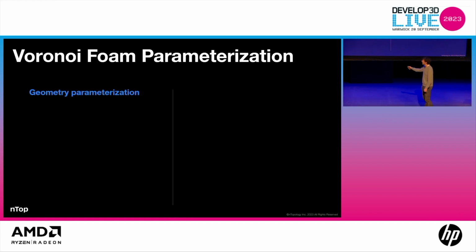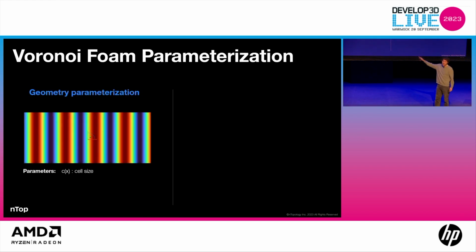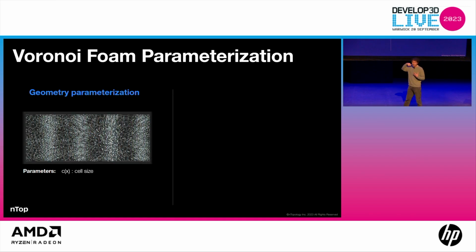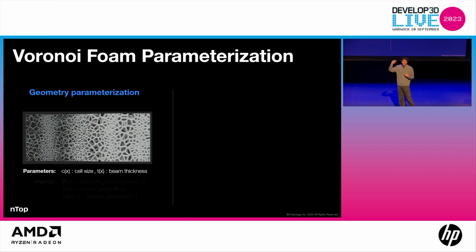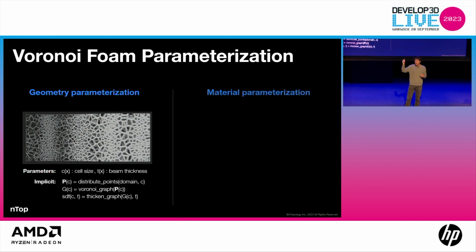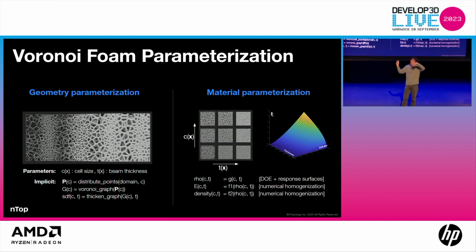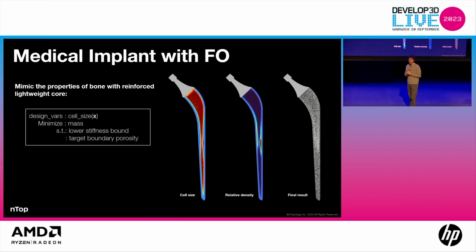So what does this really look like? OK, a geometry parameterization. Here you have some parameters of points in space, a parameter for cell size, a parameter for beam thickness. And we can measure what happens when you change those beam thicknesses and point sizes from a material standpoint. You essentially create stiffer or less stiff or directionally adjusted materials.